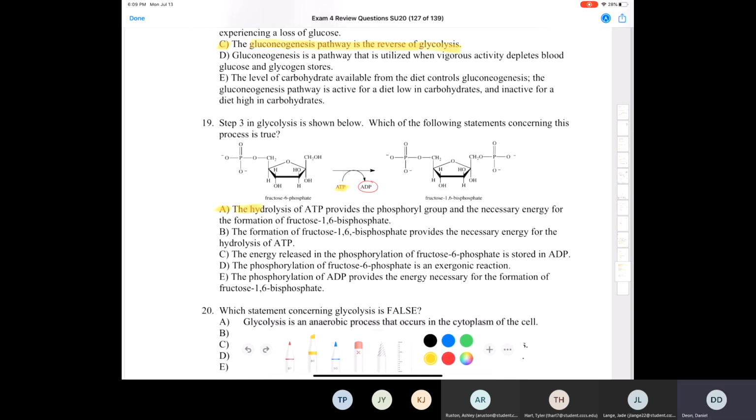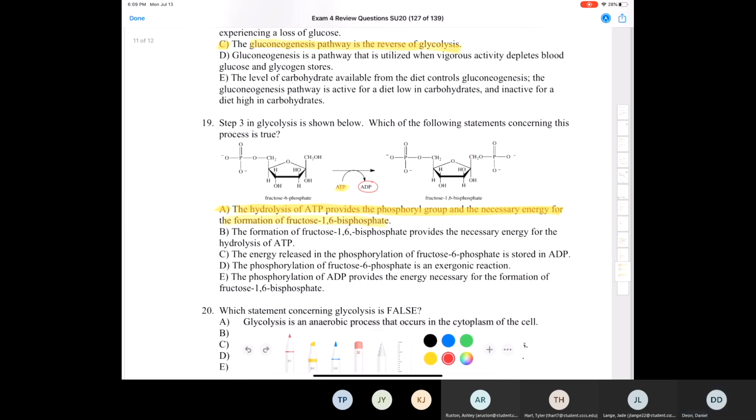When we break that ATP, we end up getting energy. We talked about that earlier tonight. And we end up with the phosphoryl group. And both of those, the phosphoryl group and the energy, are what is used to put the phosphoryl group onto this hydroxyl here to make a bisphosphate.